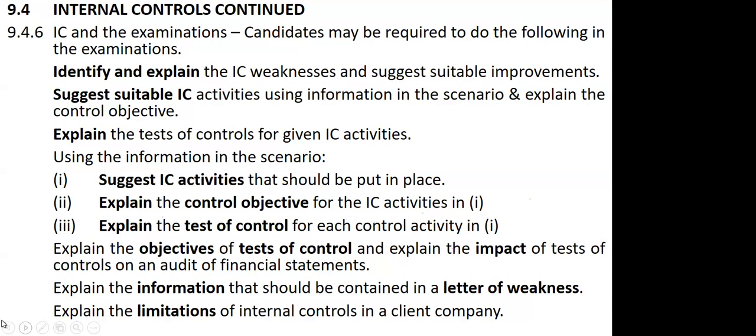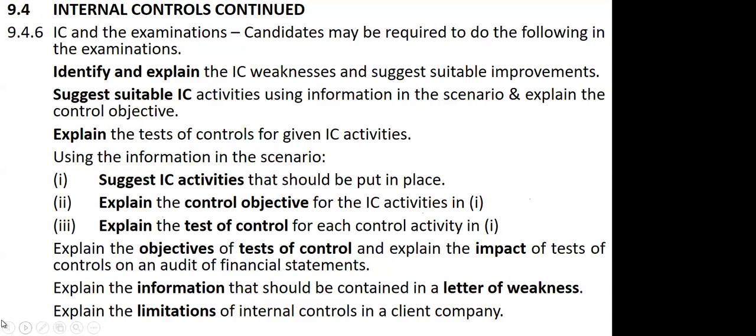Alternatively, for the same topic, you may be required to suggest suitable internal control activities. Unlike where you are just required to identify because they've given them to you, in this case, they're saying you suggest, given this information, what controls would you put in place? For both, you need to understand the system that is in use. Or you could be asked to explain the test of controls for a given internal control activity. They give you the internal control activities, suggest suitable test of controls.